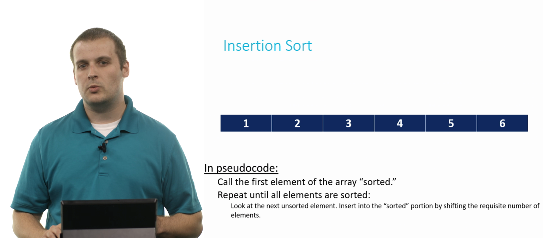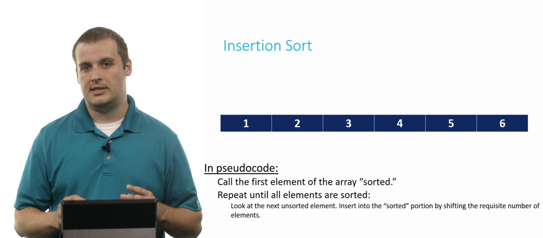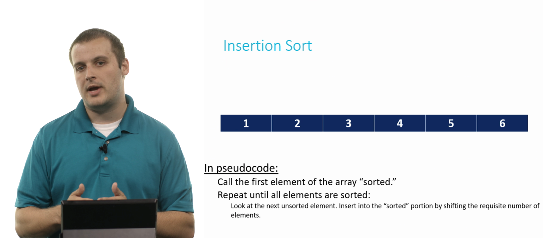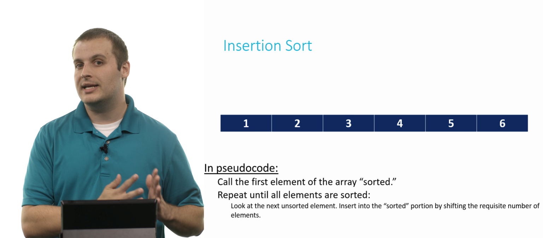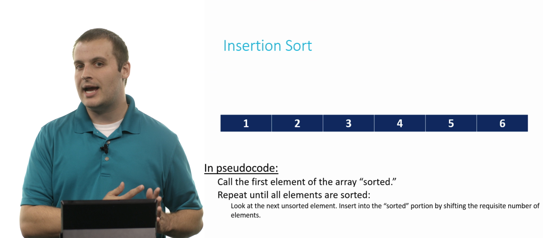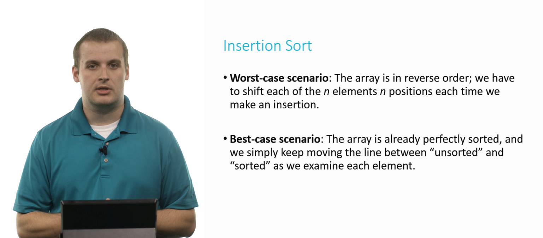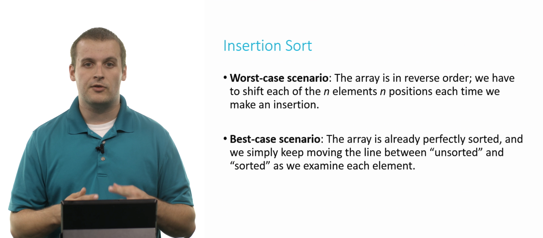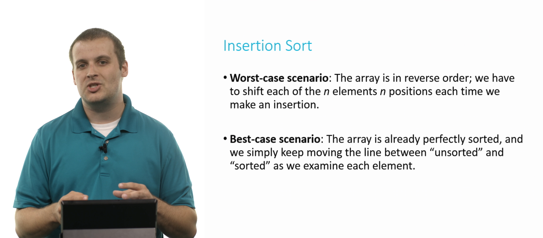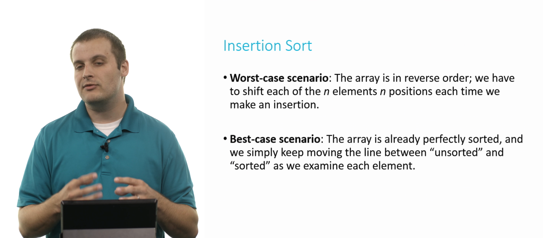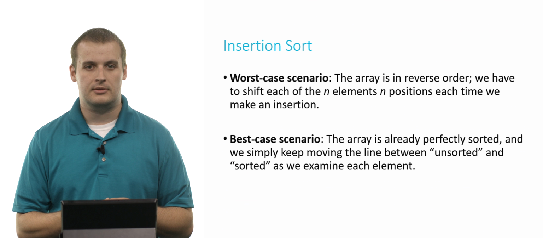Notice with insertion sort, we didn't have to go back and forth across the array. We only went across the array one time, and we shifted things that we'd already encountered in order to make room for the new elements. So what's the worst case scenario with insertion sort? In the worst case, the array is in reverse order. You have to shift each of the n elements up to n positions every single time we make an insertion. That's a lot of shifting.